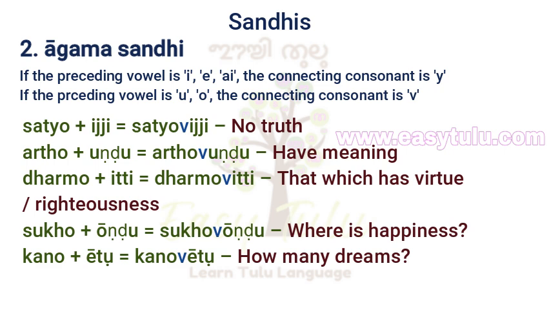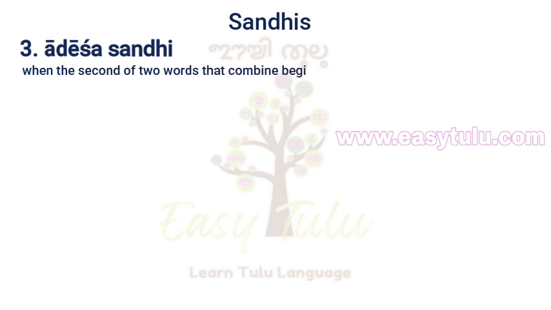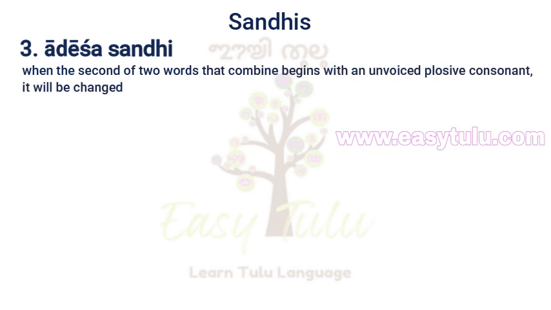Okay, third one is ādēśa sandhi. Ādēśa sandhi means sandhi by substitution. It occurs when the second of two words that combine begins with an unvoiced plosive consonant. It will be changed to the voiced consonant of the same group. Most of the words in which this type of sandhi occurs are old compounds and we don't see many examples for this sandhi in Tulu.